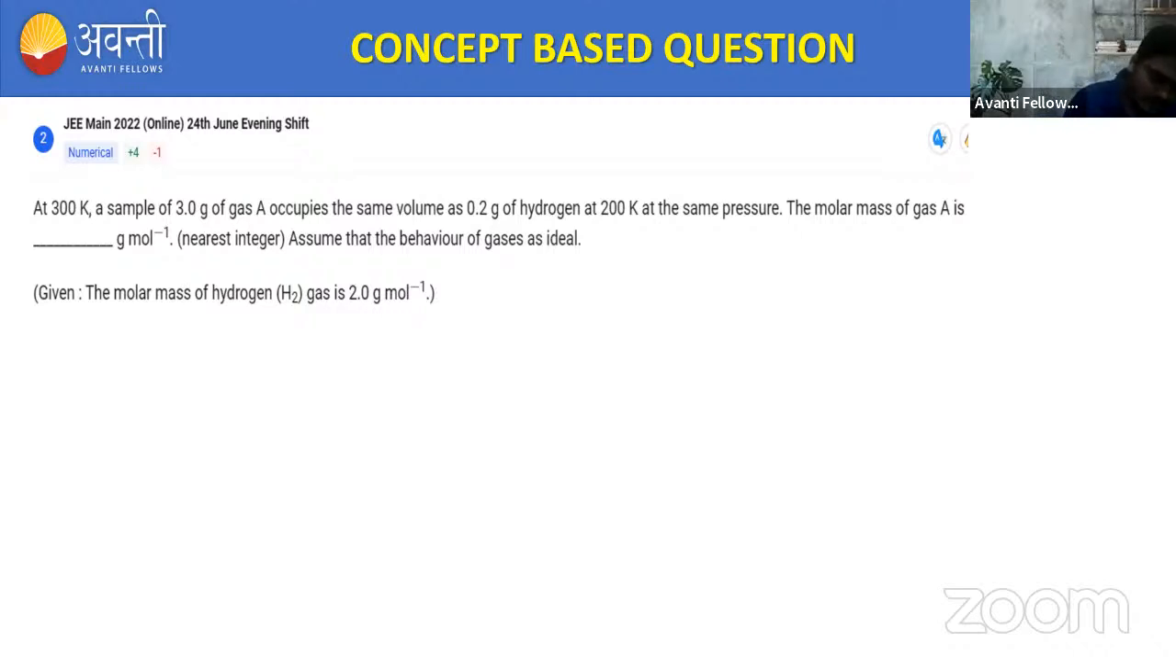Now, temperature is given. Okay, pressure is given. So we just need to use the formula PV is equal to nRT. Right? You need to calculate the molar mass, so again the same thing. P we know, pressure is given, that is at 300 Kelvin, 3 gram gas occupies the same volume as 0.2 gram of hydrogen at the same pressure. Okay. So some conditions were given.